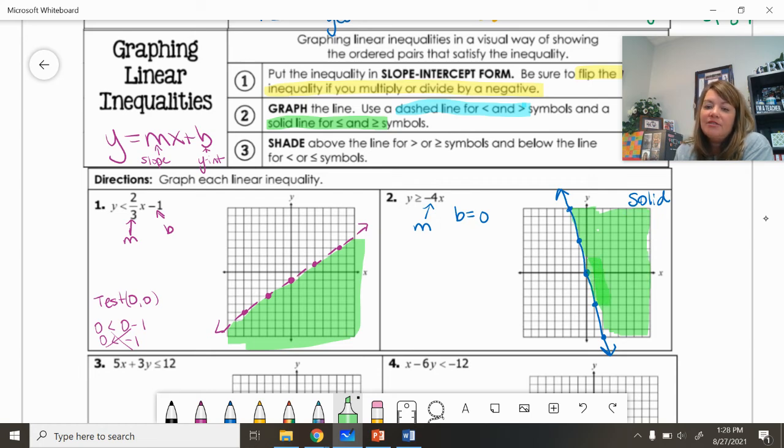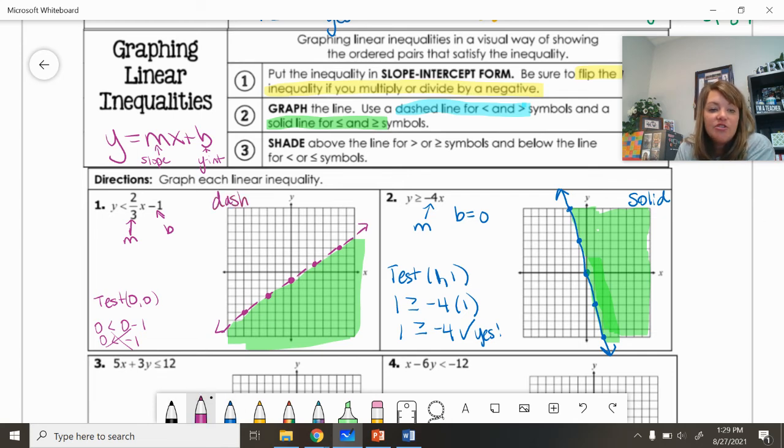So here, I can't test 0, 0, right? Because 0, 0 is on the line. But I can test 1, 1. 1, 1 is right here. I'm saying that 1, 1 should work if I've shaded on the right side. So that means it'll say 1 is greater than or equal to negative 4 times 1. 1 is greater than or equal to negative 4. Yes, okay? So we have shaded on the right side because 1, 1 is definitely shaded there. Okay, I should have written up here that this was dashed. All right, let's go do a couple more.